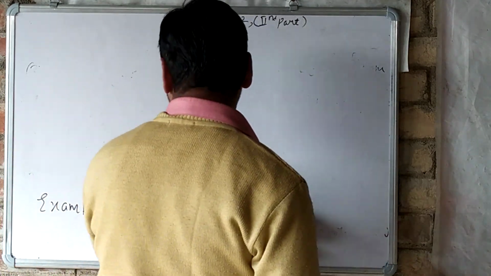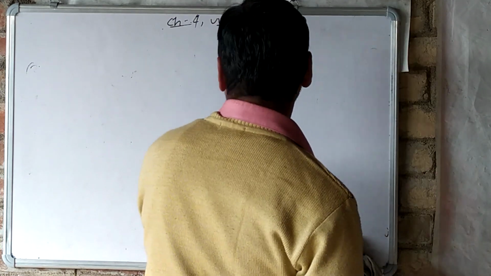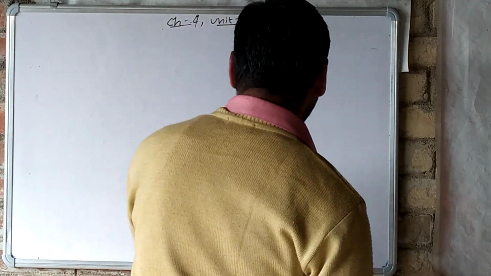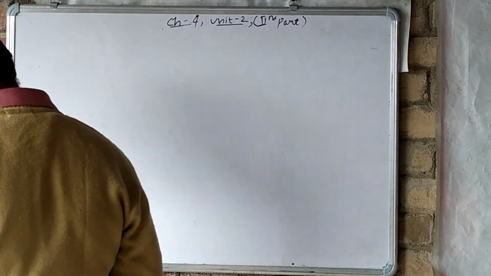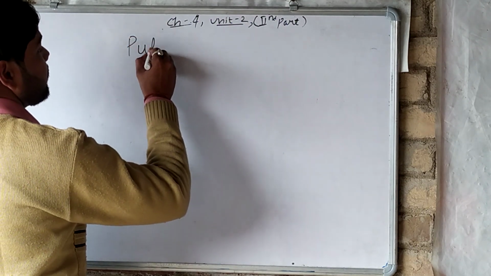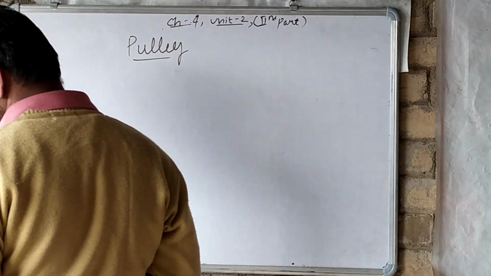Remember, the diagram is very important. The reason why it is known as a speed multiplier, why it is known as an effort multiplier, and the examples are very important in these topics. Okay, then we have to study about the pulley. So see the diagram of the pulley.